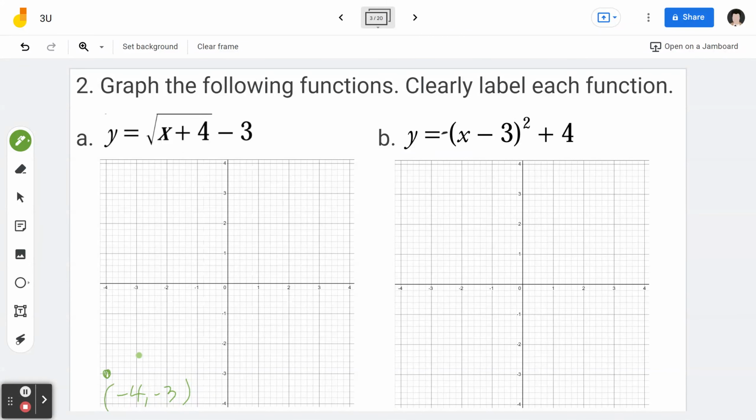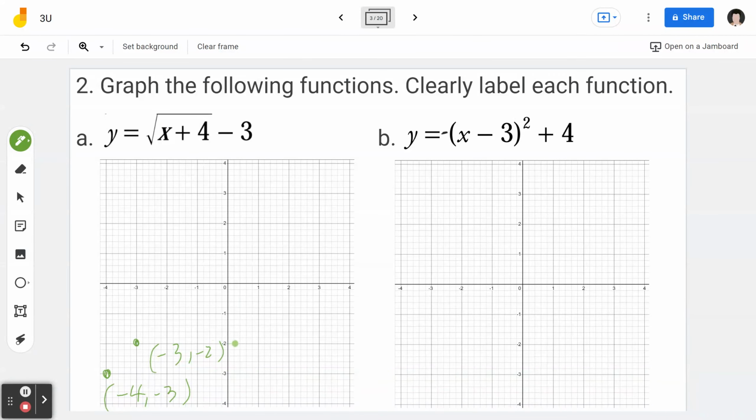Now, what happens if you want to graph the next point? You can plug in, for example, x equals -3. Here comes a little bit of mental math. -3 plus 4 is 1. The square root of 1 is 1. 1 minus 3 is -2. There we go. -3, -2.